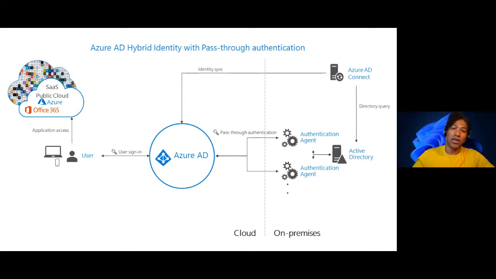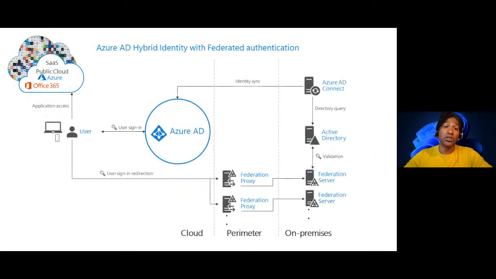The next option is Azure AD Hybrid Identity with pass-through authentication. So utilizing a pass-through agent or authentication agent, whenever the user signs in, Azure AD Connect will do an identity sync, and with the pass-through authentication, the directory query is done with Active Directory through the authentication agent, providing single sign-on.